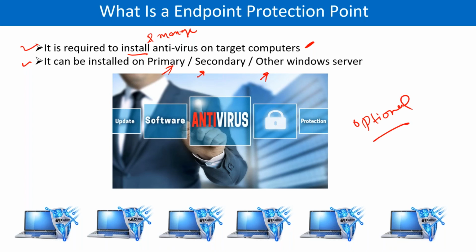Basically, you can define when the scanning will happen, what will happen if it finds any virus, and how the files will be quarantined, right? There are many options available, such as when the antivirus will get updated. Those things you can define in the endpoint protection point role, and the devices will get those policies.